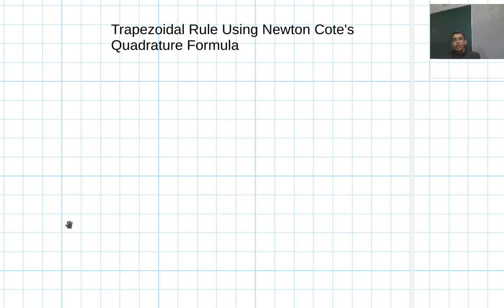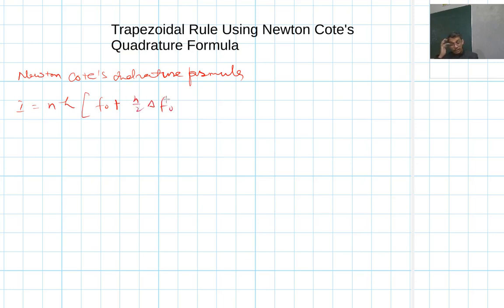So today I am going to talk about the trapezoidal rule, and I will derive this using the Newton-Cotes quadrature formula. So let us recall the Newton-Cotes quadrature formula. Using this, the integral can be approximated as nh [f0 plus n/2 delta f0 plus 1/2 (n squared/3 minus n/2) delta squared f0 plus 1/6 (n cubed/4 minus n squared plus n) delta cubed f0 plus, and so on], as I talked about in the earlier lecture.